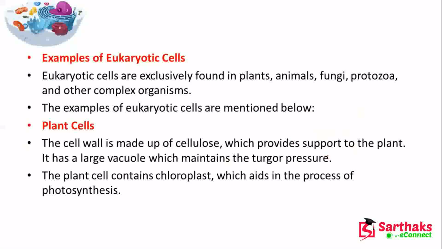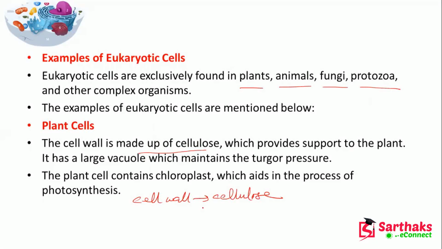Now the different examples of the eukaryotic cell. We have eukaryotic cells in plants, animals, fungi, protozoa, and there are lots of examples. In the plant cells, the cell wall is made up of cellulose. The main function of the cell wall is to provide support to the plant, and it has a large vacuole.